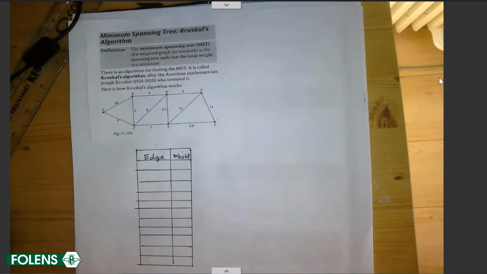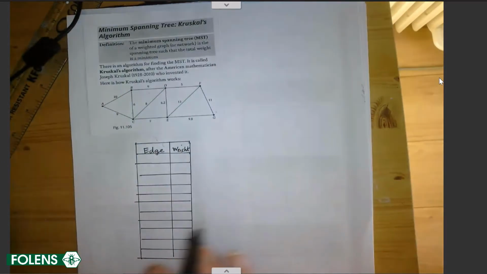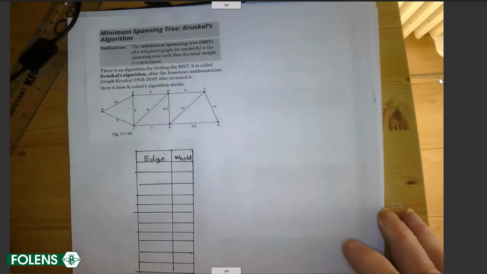Now, what's very important is to find the minimum spanning tree, minimum meaning that the weights are the least. The weights could be the cost, and therefore we want to lower our costs. The weights could be distance, and we want to minimize our distance. The weights could be the time it takes to send an email from D to B, and we want to minimize the time. So how do we get the minimum spanning tree?